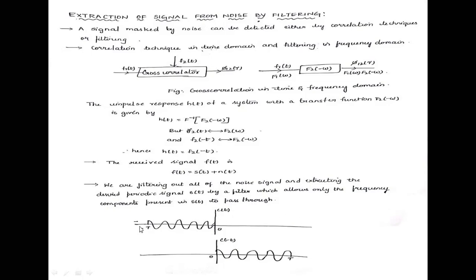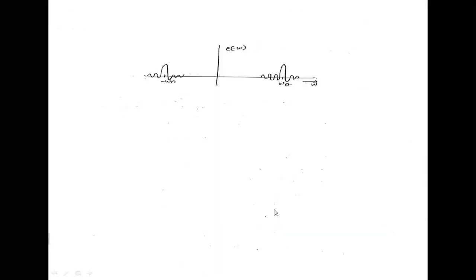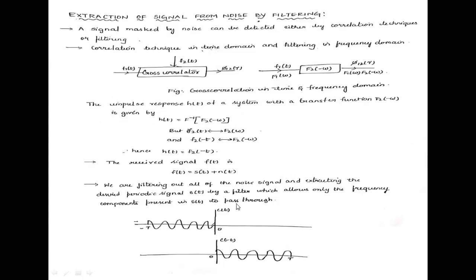Understood, my students? So c of t, you can take it as a waveform like this. So c of minus t is a folded function. Now the c of minus omega allows only one frequency, that is omega as a positive value, and here the minus omega, c of minus omega. You can take this example as passing through any signal. You can remove that noise signal, extraction of signal from the noise by filtering.